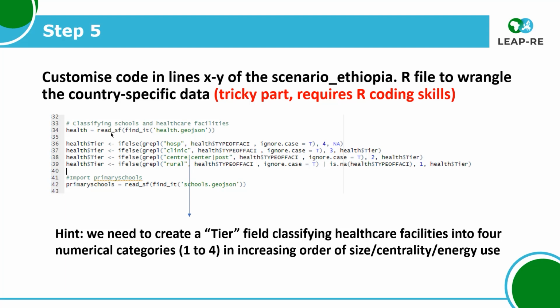So we create a kind of classification. The important thing is that we create a field called tier that divides the facilities in a country into numerical orders from 1 to 4, where 4 is the most central and largest, and 1 is the most remote, small, and rural.